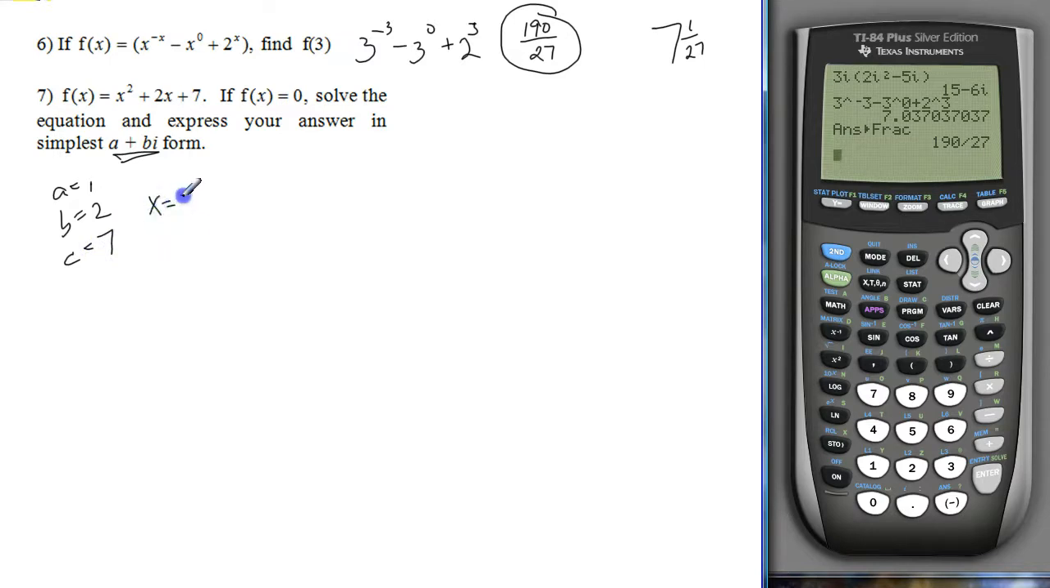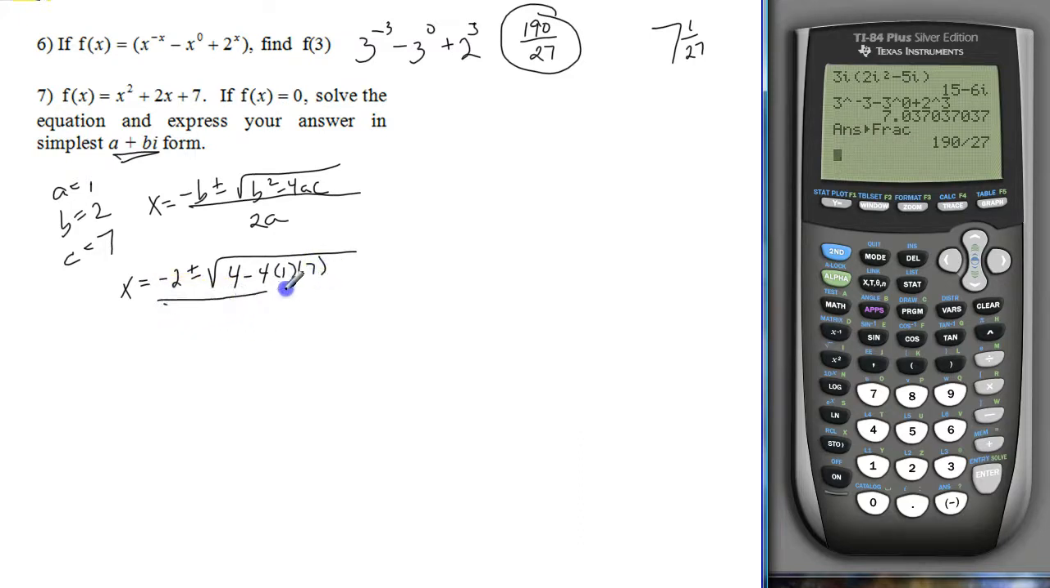The formula is x equals -b plus minus the radical of b squared minus 4ac, all over 2a. And then we're just going to substitute. So x equals -2 plus minus radical 2 squared is 4 minus 4 times 1 times 7, all over 2 times 1, 2. Clean it up, you get -2 plus minus radical -24 all over 2.